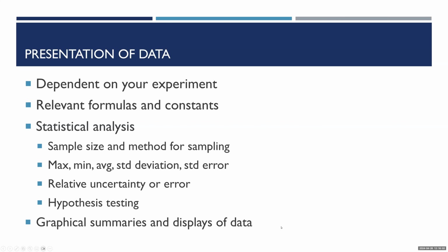When we get to the presentation of data, it's really going to be specific to your experiment. You don't have standard items that must be presented in your data. You want to look at what's relevant for your work. So are there specific formulas or are there constants that were involved in your theoretical framework that helped to frame your experiment? What about the statistical analysis? What sample size did you use and why? How was that chosen? Did you measure every iteration?